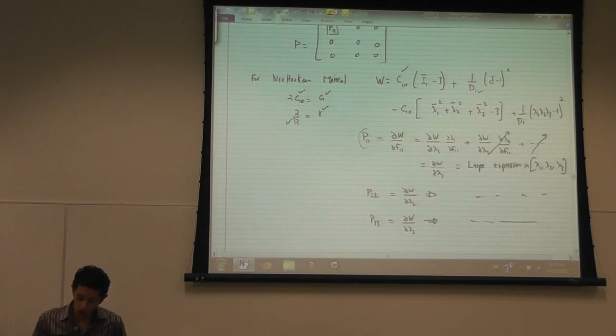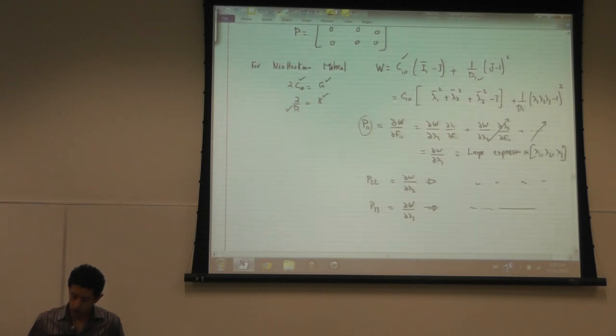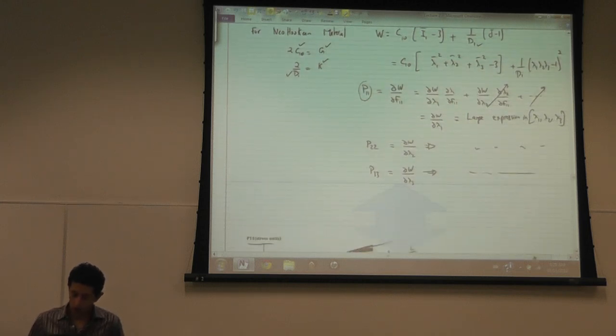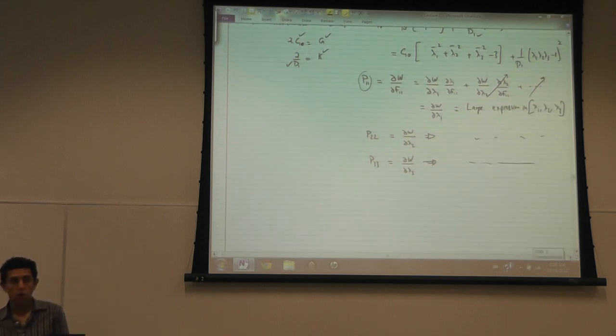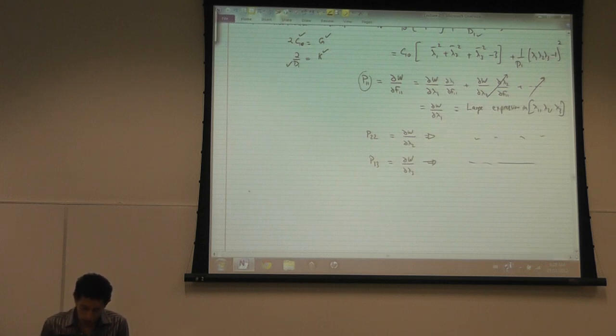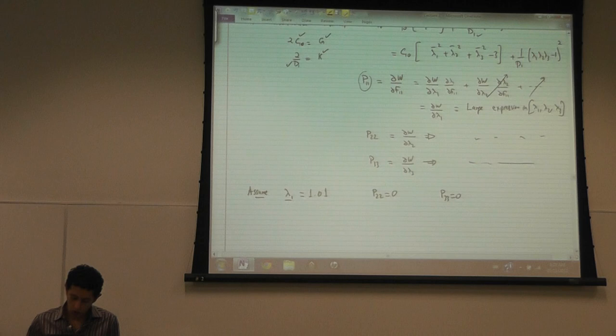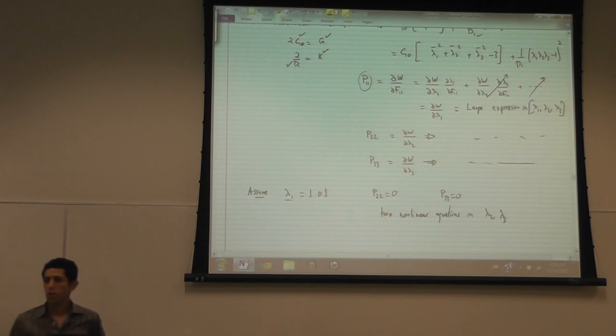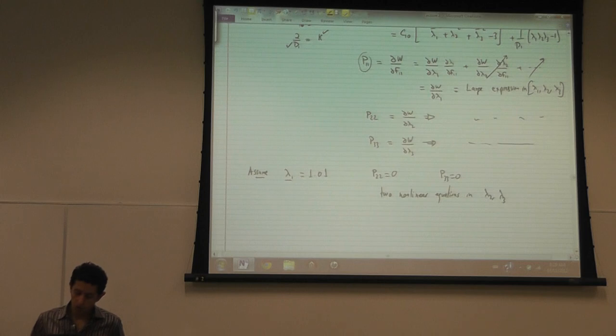Now, I would like to draw the relationship between P11 and lambda 1. So how would I do this? I need to find the three stretches, lambda 1, lambda 2, and lambda 3. First, assume lambda 1, let's say 1.01. After you assume lambda 1, you know two equations: P22 is equal to 0 and P33 is equal to 0. Two nonlinear equations in lambda 2 and lambda 3, solve them using Newton-Raphson or any method that you want, and find lambda 2 and lambda 3.